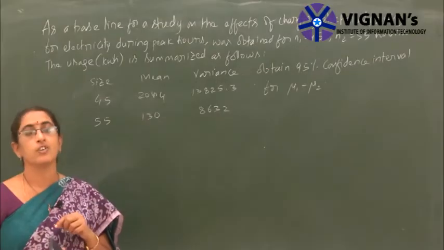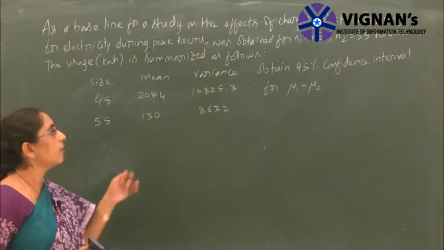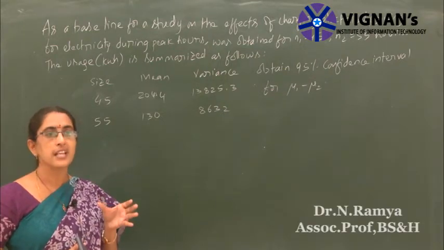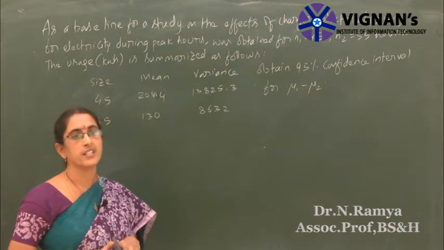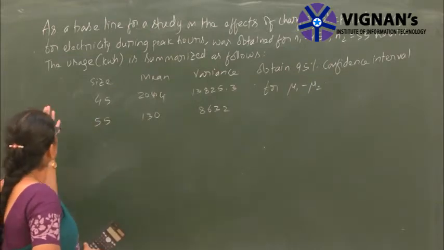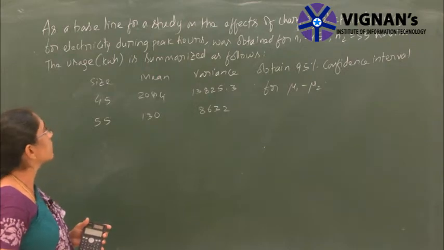Estimation for single mean, confidence interval for single mean, and maximum error for single mean. Now let us see the confidence intervals for difference of means. That means when two samples of different sizes are given, how to estimate the confidence interval for the difference of population means.